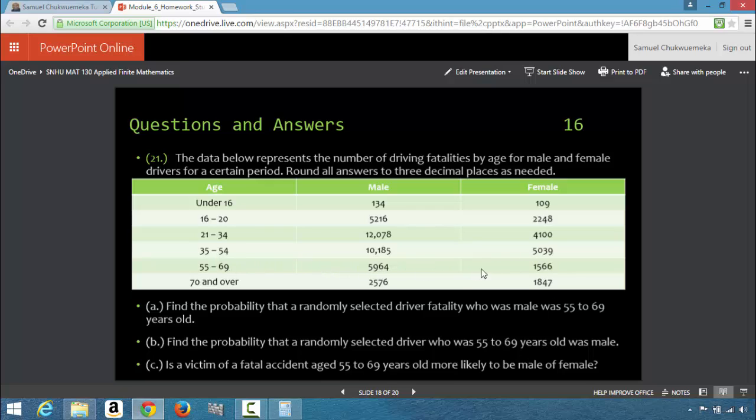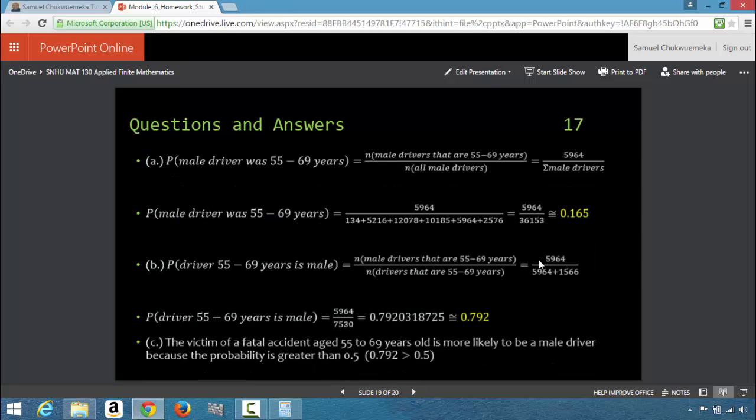So in this case, the cardinality of the sample space will be 5,964 plus 1,566. And then the probability of getting a male that is 55 to 69 years old will now be 5,964 divided by the summation of these two here. You add it up and that will give you 0.792. From this, of course, the victim of a fatal accident aged 55 to 69 years old is more likely to be a male driver. This is more than 0.5. The probability is greater than 0.5. It's more likely to be a male driver. You have like 79.2% that is going to be a male driver. So it's really more than the female, which should now be 20-something%.